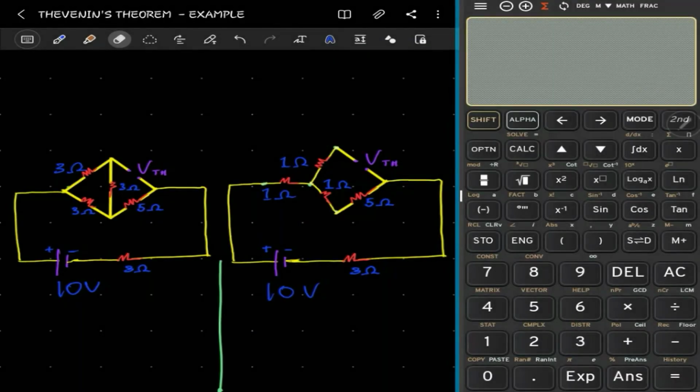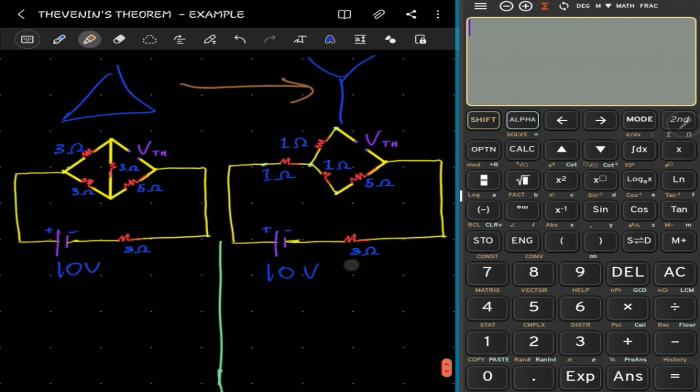So now we are done with the RTH. When we are trying to find the VTH, there are two ways that we can go about this. Either we use the original delta that we're given, or we use the star that we transform to get when we're trying to find RTH. We're going to try both. So if we are trying to use the delta, let's take this out and come back to that. So we are using the delta now.